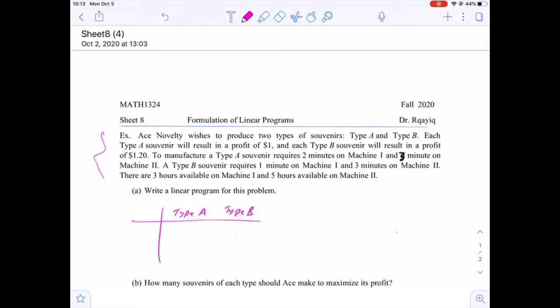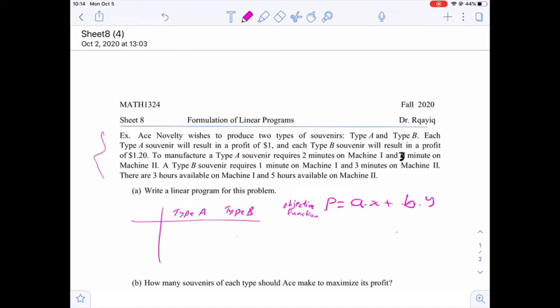Now each type A souvenir will result in a profit of $1. So the objective function is P equals some coefficient times X plus some coefficient times Y. I mean coefficient of X, coefficient of Y. This is A, this is B. This is the profit function or the objective function. And we know that in order to write a linear program, we need to write the objective function and some constraints on it. That formulates the problem or the linear program.